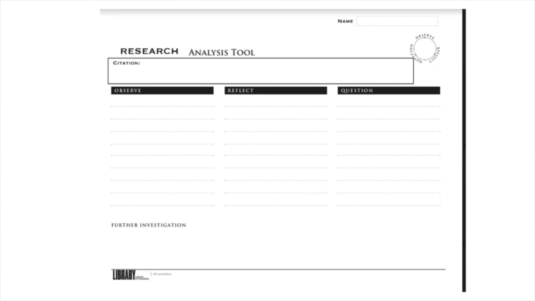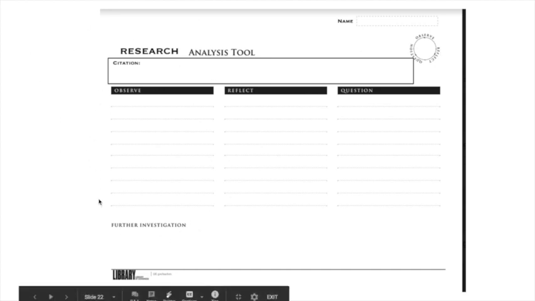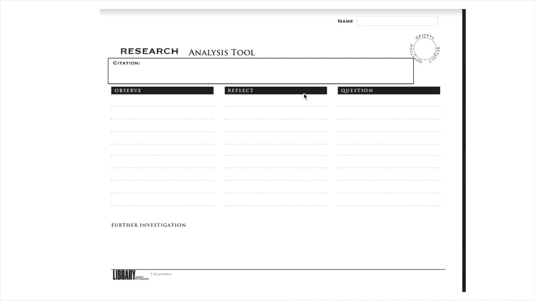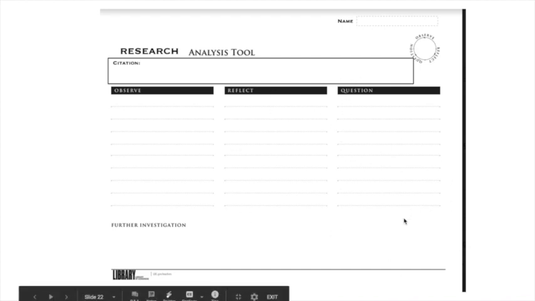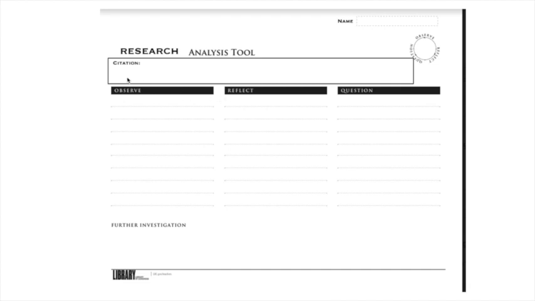The first thing that you do is you search for information and you take notes. So the notes go here in the observe section. And then you reflect upon those notes. And then you add some questions that would lead to further research. You put your citation right here, and your citation should be in MLA format.